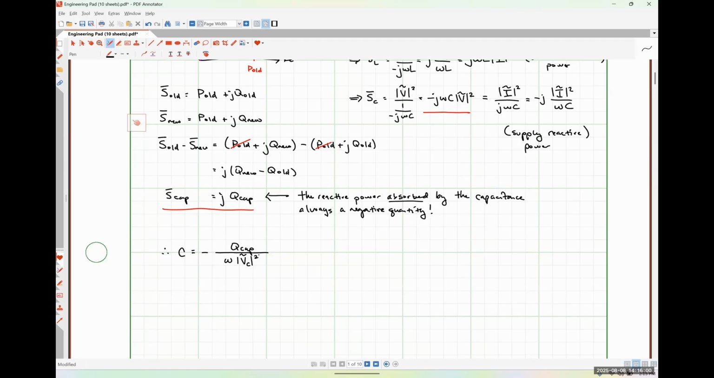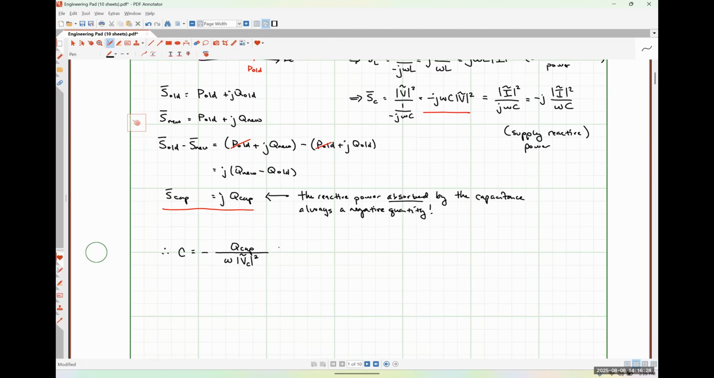Now, this equation is correct, but I find it a little difficult to use. The reason is that usually we know what power factor we're currently operating at, and we know what power factor we want to operate at, but there's no clear-cut way for me to apply that information to this equation.